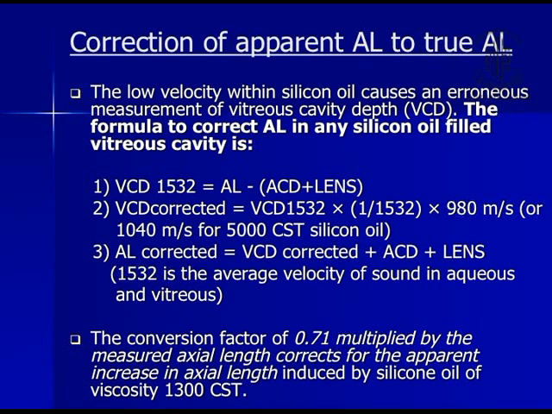There is a formula, but what you need to remember is whatever axial length you are measuring on biometry, just multiply it with a conversion factor of 0.71. This would then correct for the apparent increase in the axial length induced by silicone oil. And this value can then be fed along with K1 and K2 values to find out the exact IOL power.